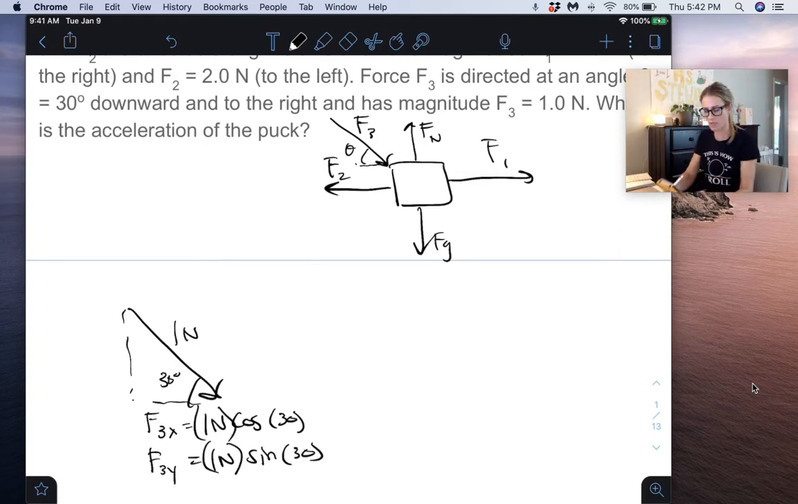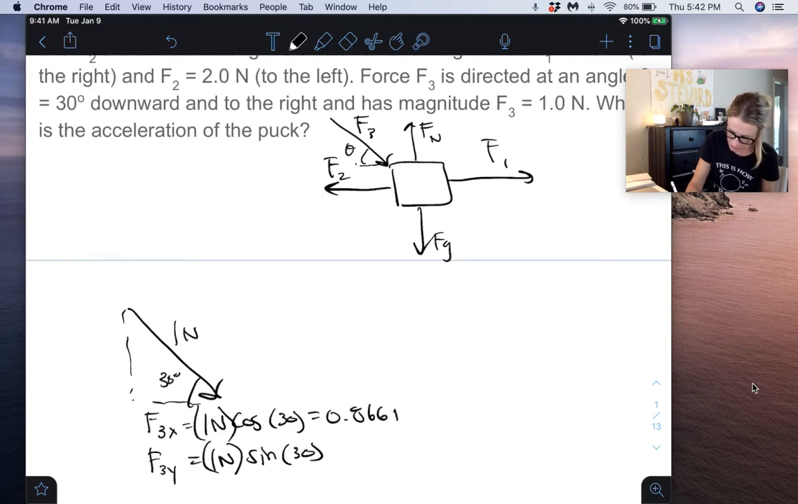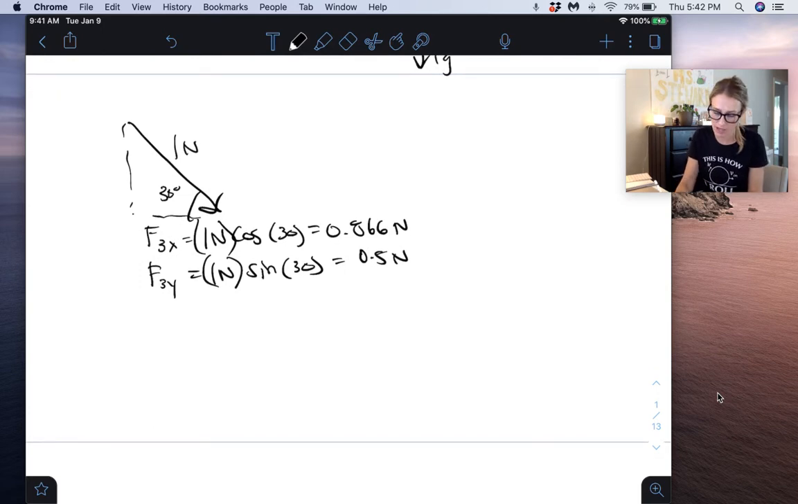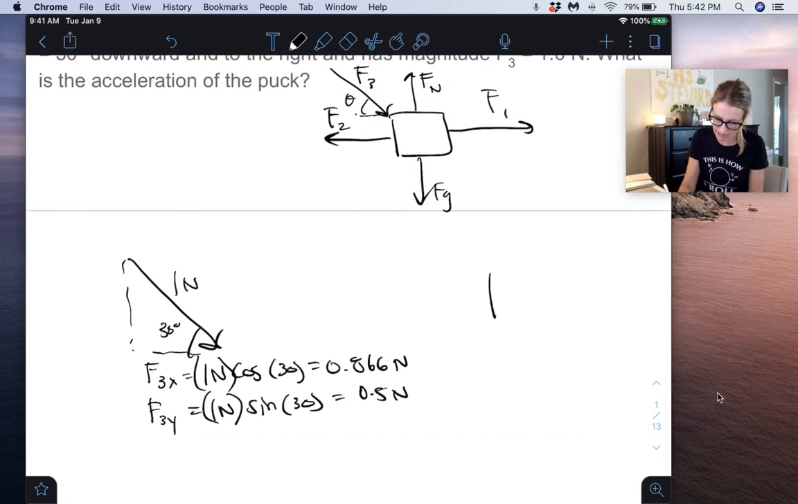All right, so we get 1 times cosine 30 is 0.866 newtons. And then, of course, the sine of 30 is 0.5 newtons, and times 1, so that makes it easy. So now that we've split that up into x and y components, we can draw a new free body diagram. So the new free body diagram looks something like this.